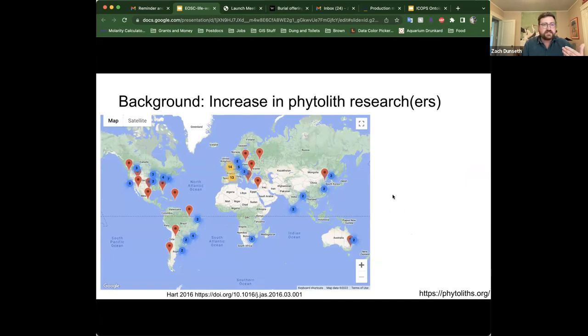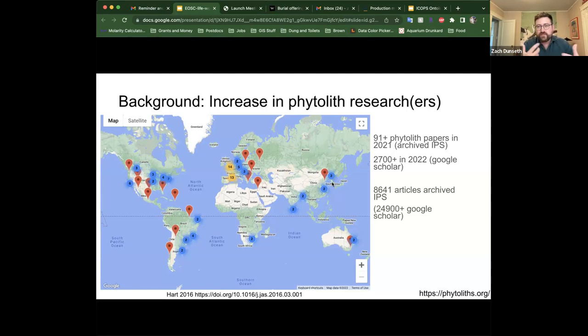We can see that we have tons of papers coming out. 91 papers were archived by the IPS in phytolith research in 2021. If we look at just Google Scholar data, 2,700 articles were published in 2022 alone, including phytoliths or mentioning phytoliths in some way. We have 8,000 plus articles already archived by the International Phytolith Society, and almost 25,000 articles have been published about phytoliths or referencing phytoliths according to Google Scholar.